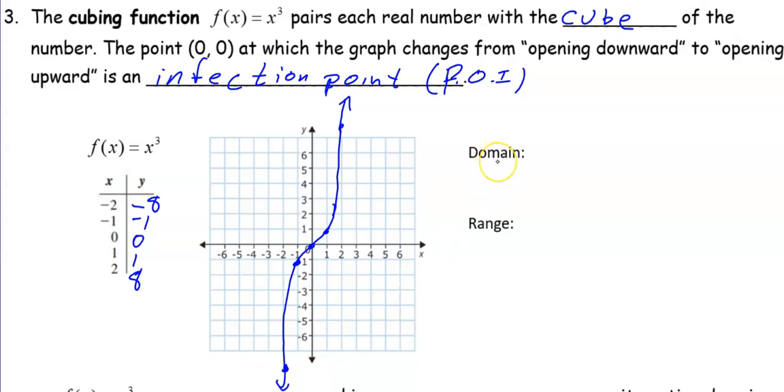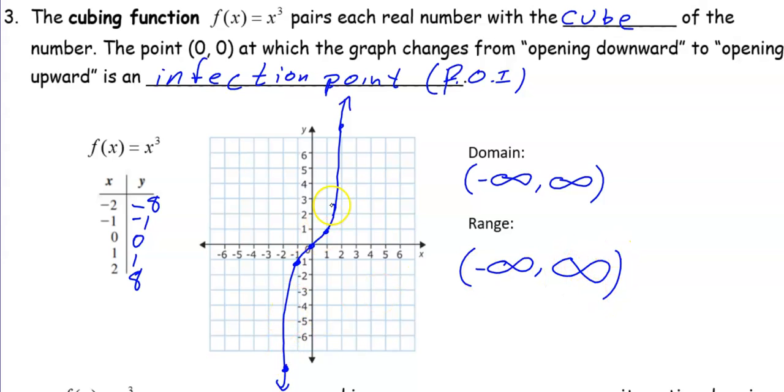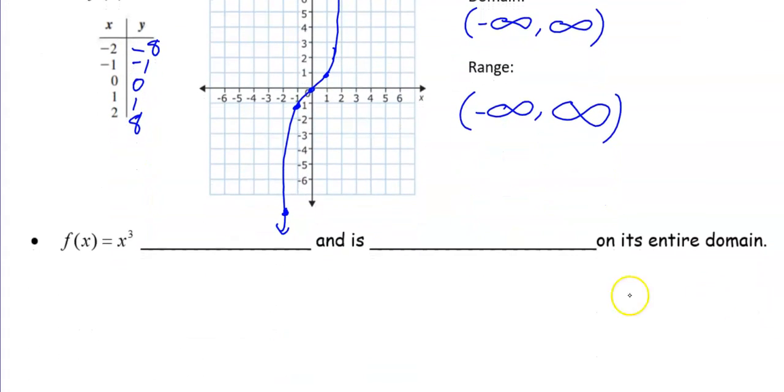So domain, what values am I allowed to cube? What values can I raise to the third power? Well, I can raise any number I want to the third power. Well, what are the outputs if these are my inputs? If I take a really large negative number and I cube it, I get out a very large negative number. Take a very large positive number, cube it, and get out a very large positive number. That's what the graph is showing us. I can plug anything in, and it gives me anything out.